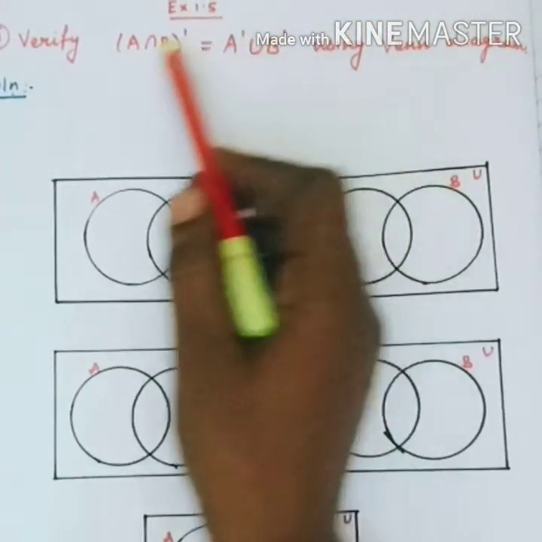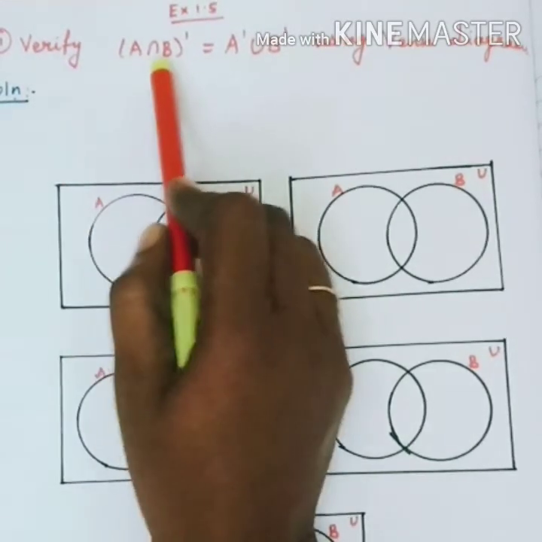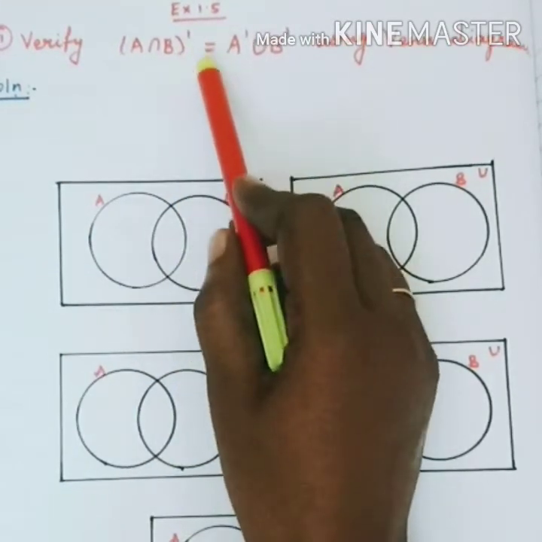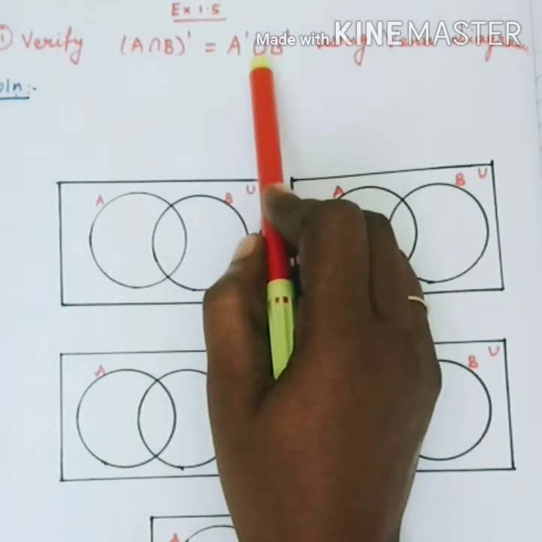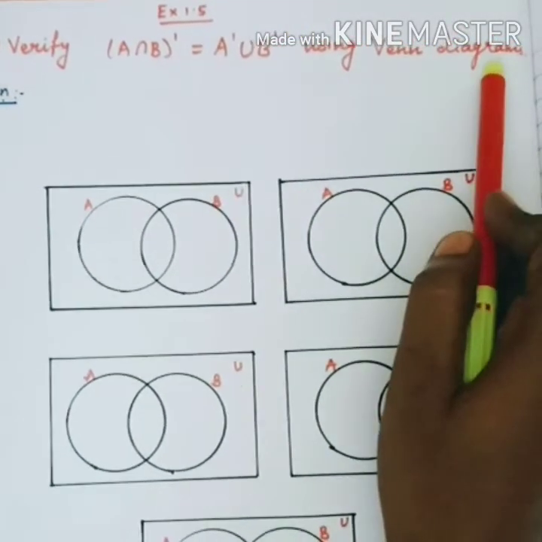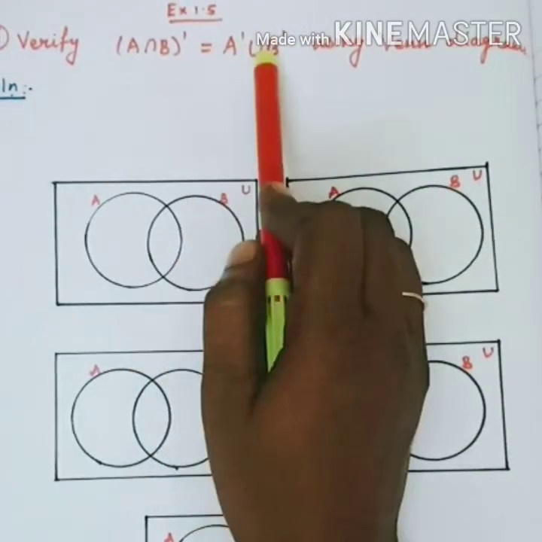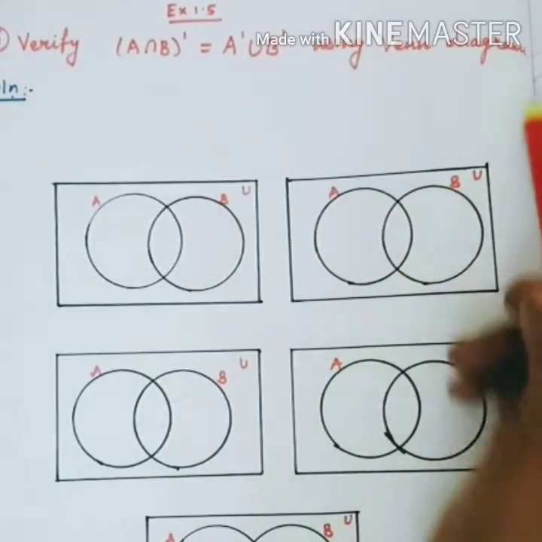Exercise 1.5, 11th sum, last sum. Verify A intersection B, the whole dash, is equal to A dash union B dash using Venn diagram. We have to prove this law, left hand side is equal to right hand side, using Venn diagram.